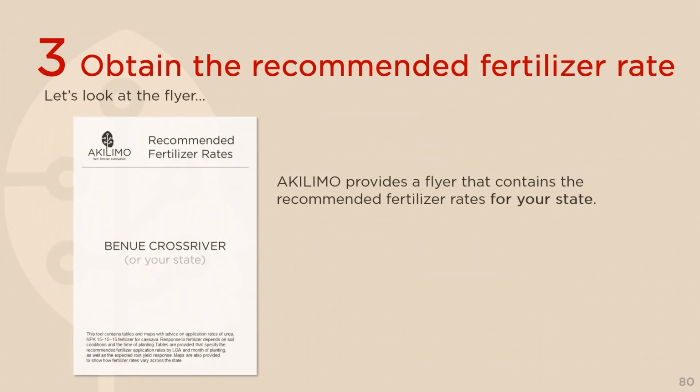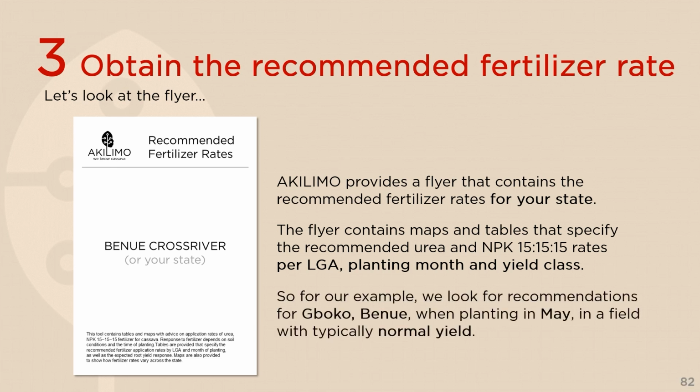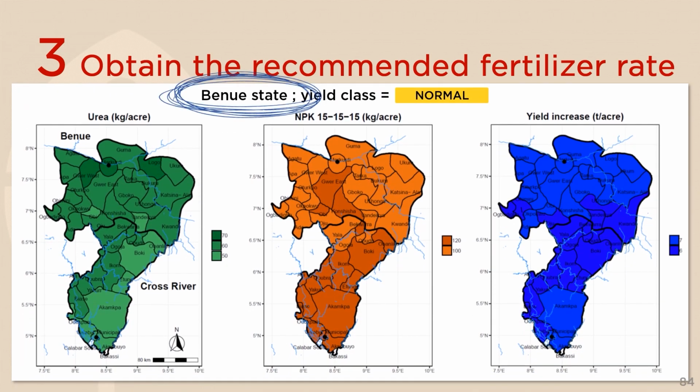Akilimo provides a flyer that contains recommended fertilizer rates for your state. In this flyer, you will find maps and tables that specify recommendations for each LGA, month of planting, and yield class. You will now need to look up the right numbers. So let's look at our example, where we assumed we are located in Boko, Benue State, and we will plant in May in a field with a normal yield.